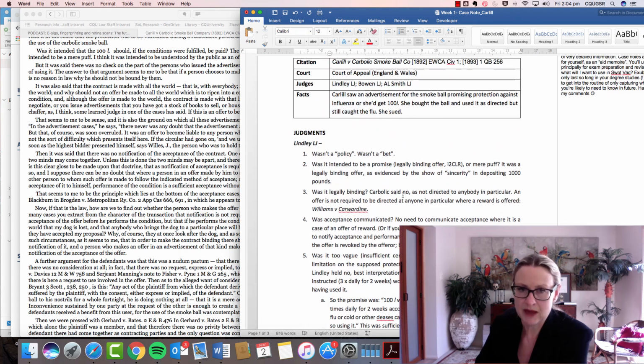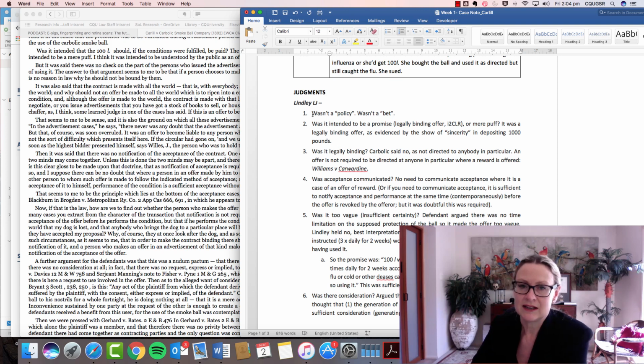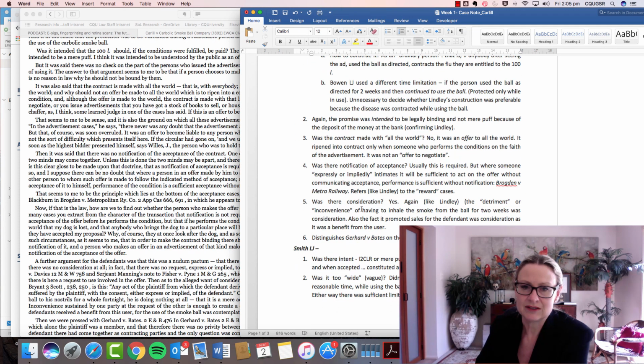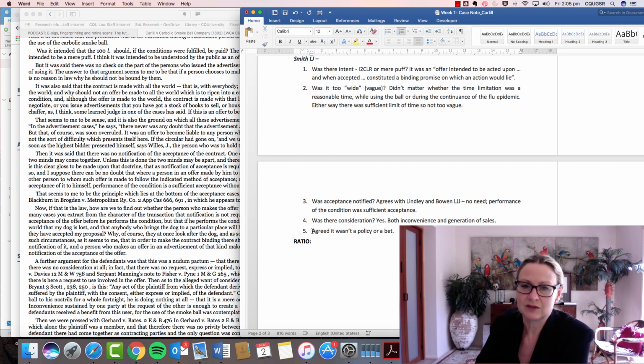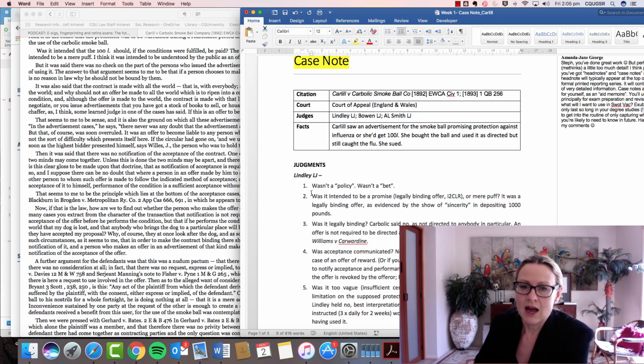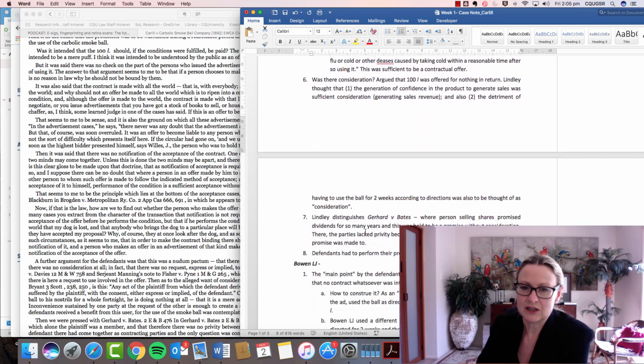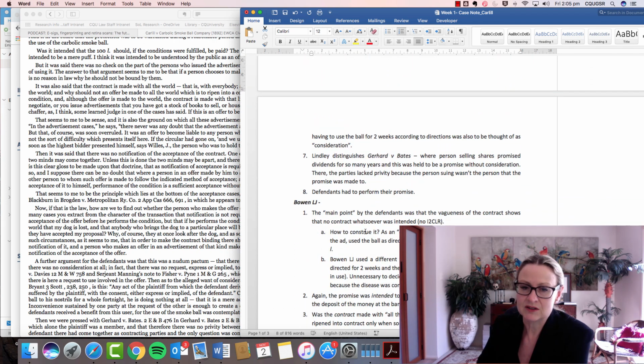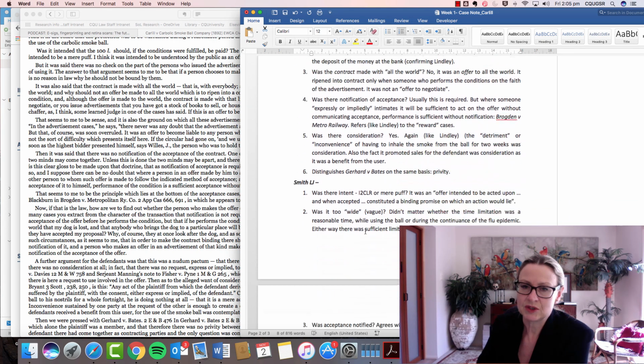So you flip back to your notes on Lindley. He says, wasn't a policy, wasn't a bet. Just going to dismiss those two arguments right out of hand. They weren't even in the ballpark. And in fact, if you go down to Smith, you'll see so did Smith. So, you don't have to worry about that in your ratio at all. Then we have the judges talking about the same things in each judgment.